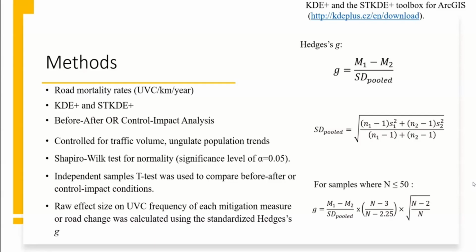Now, for each highway project, we applied either a before-after or a control-impact analysis, depending on what was appropriate for the site. And we'd chosen these sites because we were able to control for traffic volume and ungulate population trends. We then did a Shapiro-Wilk test for normality. And if the data was normally distributed, then we did an independent samples t-test to compare either before-after or control-impact conditions. Further, we then calculated the effect size on UVC frequency of each mitigation measure or road realignment. And we used a standardized Hedges' g for that. And the equations can be seen here to the right of your screen.